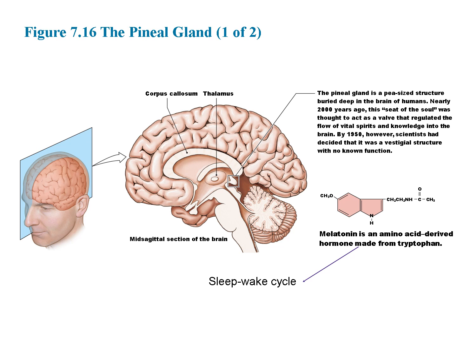The pineal gland, a pea-sized structure located deep within the brain, plays a key role in regulating the sleep-wake cycle. Historically, it was referred to as the seat of the soul, believed to control the flow of vital spirits. By the mid-20th century, its purpose remained unclear until researchers discovered its role in producing melatonin.